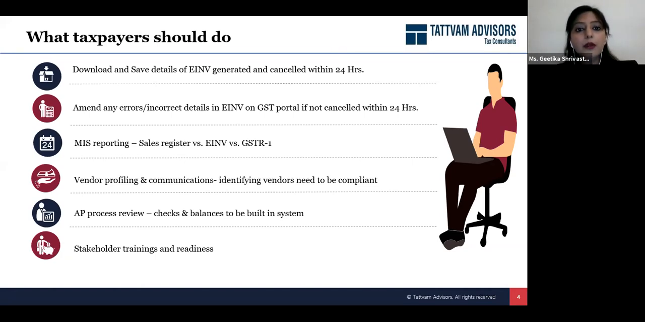Why is this important? Because there would be various invoices, and the immediate example is all the B2C invoices which are not required to be reported on the IRP portal as on day. That will be appearing in your sales register. That will also be appearing in your GSTR1.